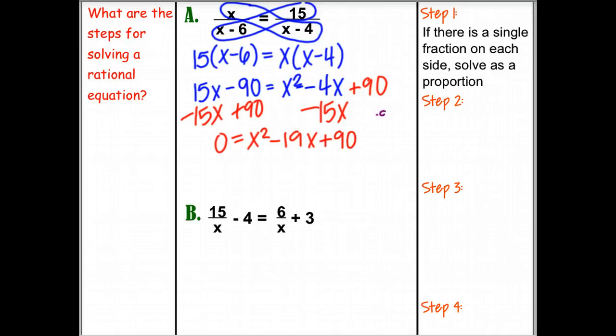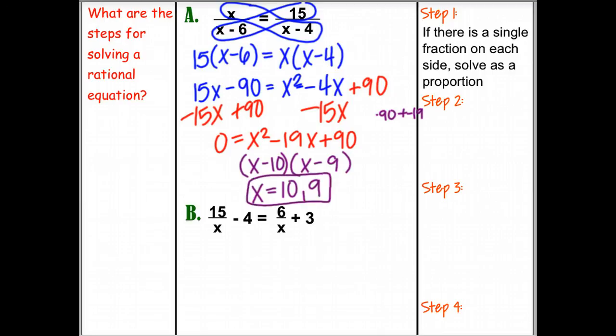Which means I need two numbers that multiply to 90 and add to negative 19. And so I know that that means I have negative 10 and negative 9. So I have x minus 10 and x minus 9. So I see that that means that x can equal 10 or 9.